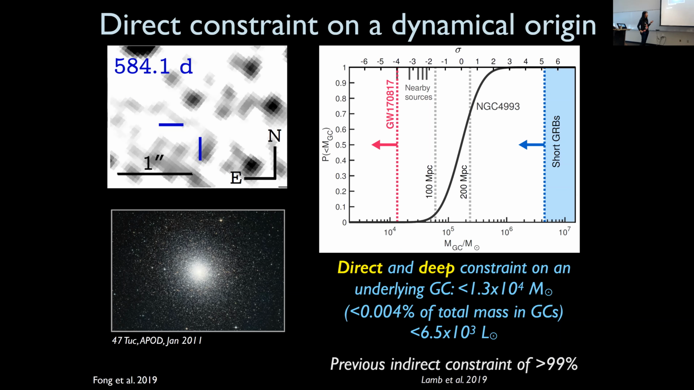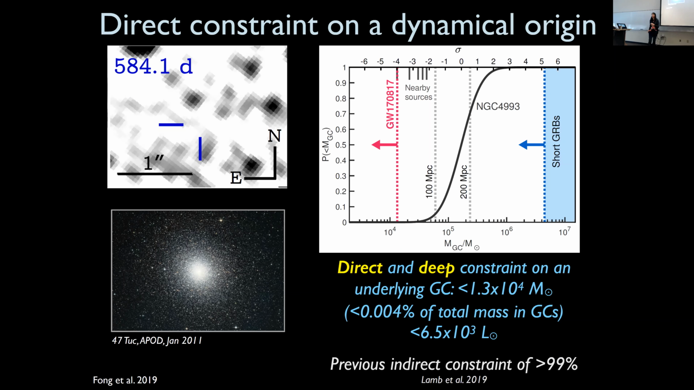So this is a really direct and deep constraint on what we call an in situ dynamical origin. Basically, it didn't form and merge in a globular cluster, and we can place limits on that. Just to show you, short gamma ray bursts occur at cosmological distances, so the constraints that we can place on this are much less stringent. We cannot place any meaningful limits on the presence of globular clusters.